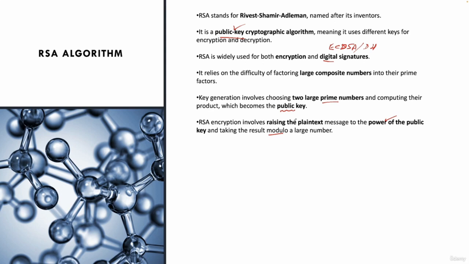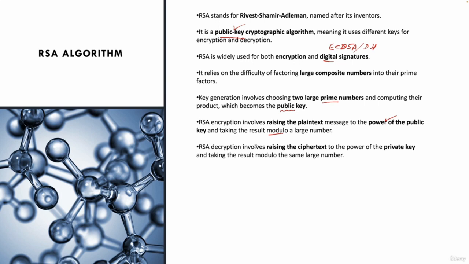So RSA encryption involves raising the plain text. You start with the plain text and you need to convert it into ciphertext. So you take your plain text and raise it to the power of the public key, and take the result modulo, which is taking the remainder. And now, when you have the encrypted text, you get your ciphertext.